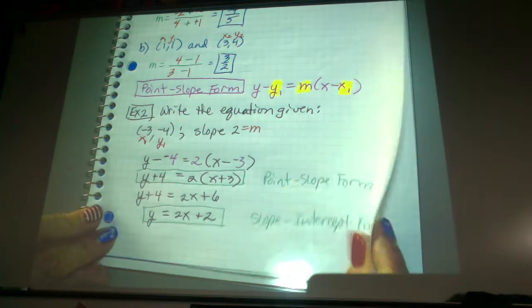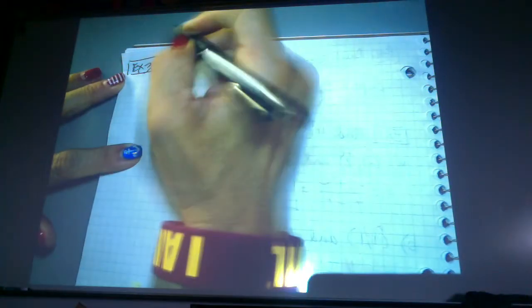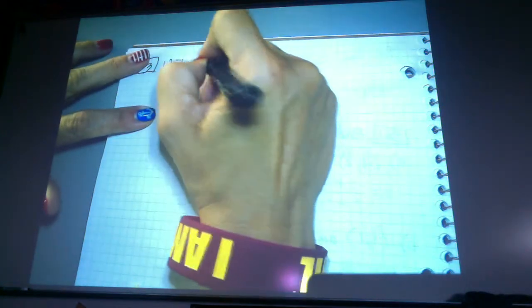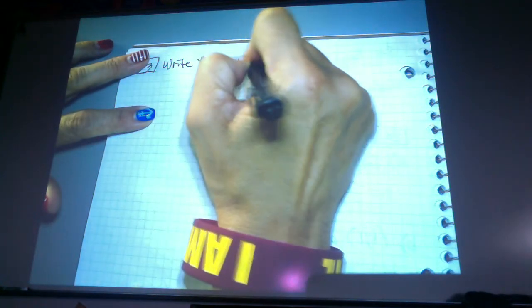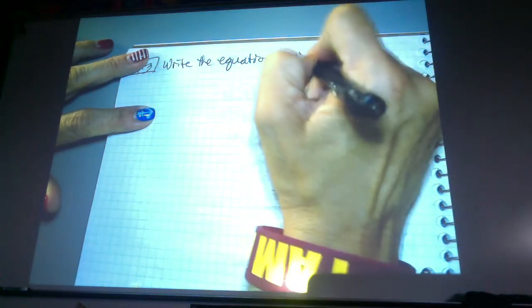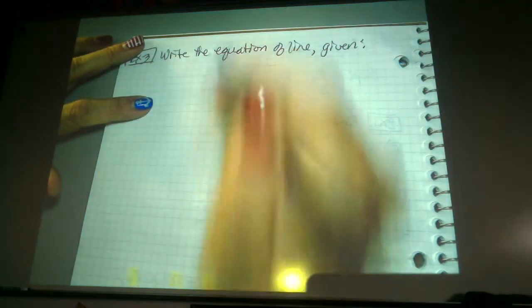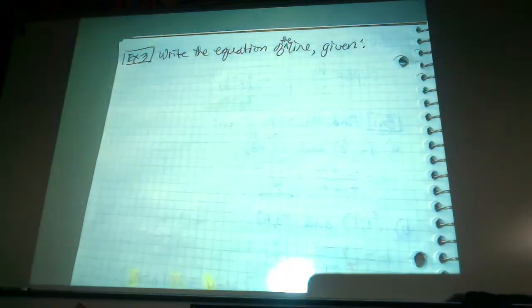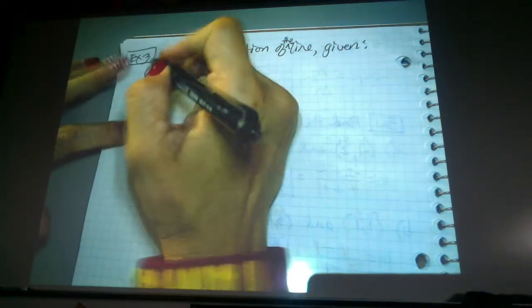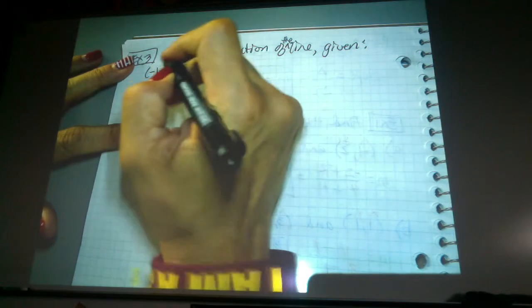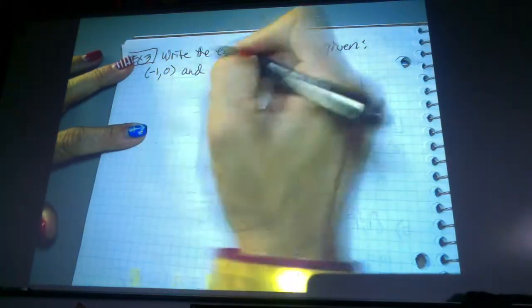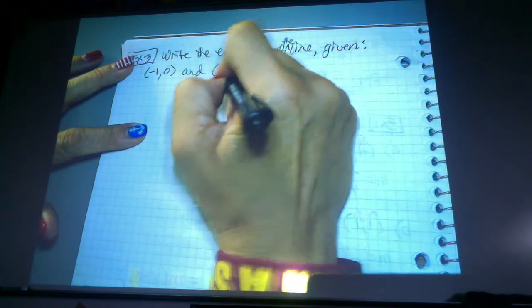Let's do one more point slope form one where it's a little bit more difficult. So example 3. Write the equation of the line given. I guess I should say the line. So you're given (-1, 0) and (5, 4).